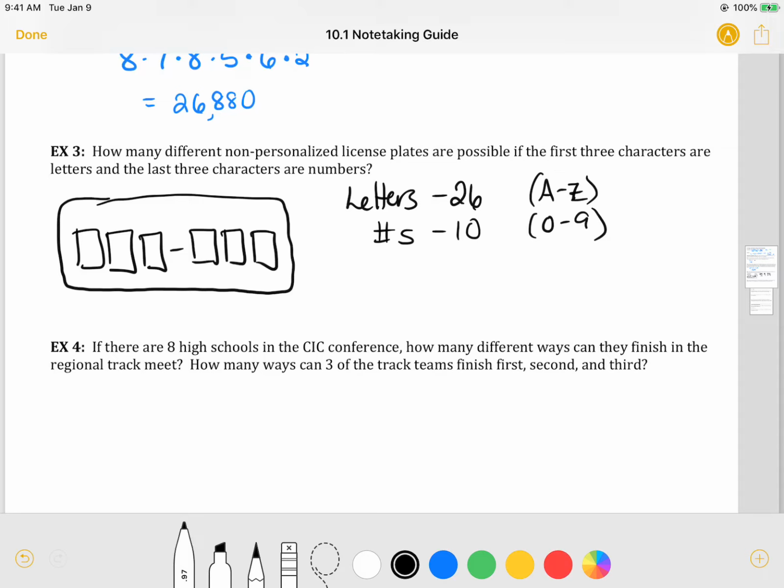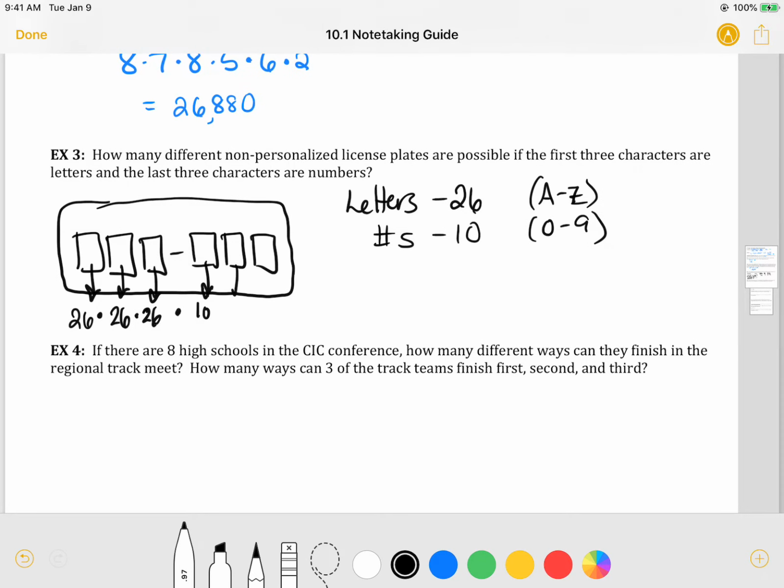Using the fundamental counting principle, for the first letter, we have 26 choices, the second letter, 26, and the third letter, 26. We're multiplying those together, followed by 3 characters which are numbers, so times 10 times 10 and times 10. When we multiply these all together, we get 17,576,000, and that's not even including the personalized plates.